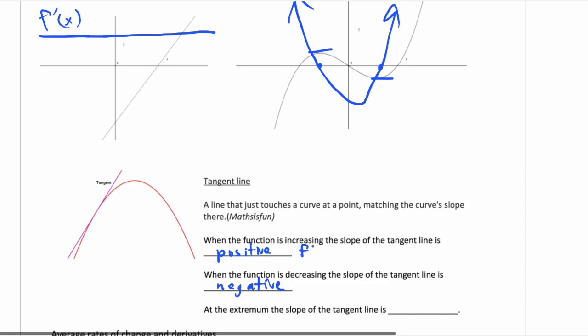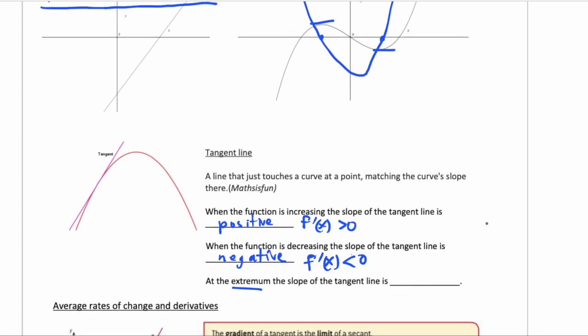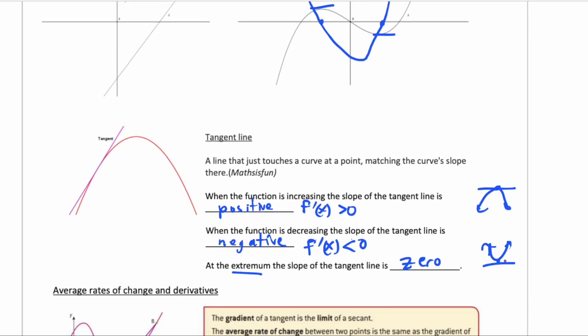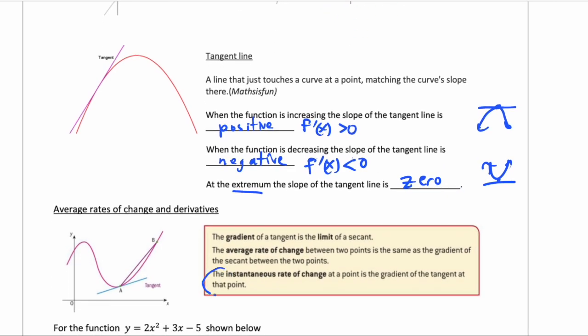Another way to say that is f prime of x is greater than 0, or f prime of x is less than 0. At an extremum, that means a maximum or a minimum, then the slope is 0. Okay, so we can use calculus to help us find where a function is increasing, decreasing, or where there's a maximum or minimum. You can think of the derivative as the instantaneous rate of change at a point.